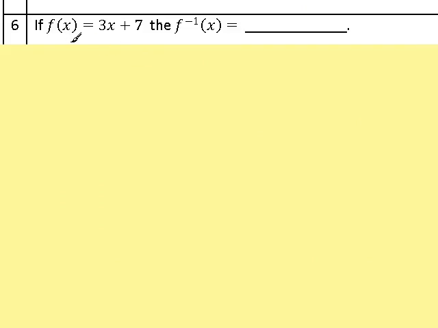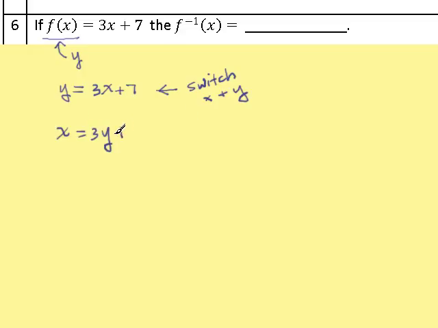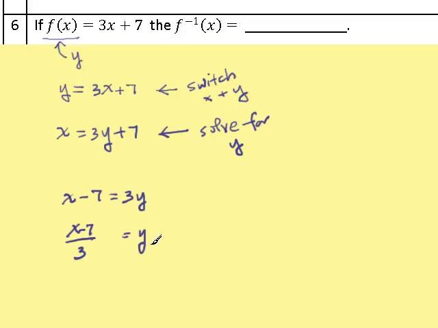In number 6, we want to find the inverse of this function. So here's the procedure. First, you replace f of x with y, so we'll no longer use function notation. Next we're going to switch x and y. And finally, just solve for y. So I'm going to subtract 7 from both sides. And now I'm just going to divide by 3. And now I'm going to go back to function notation and call this f inverse of x.